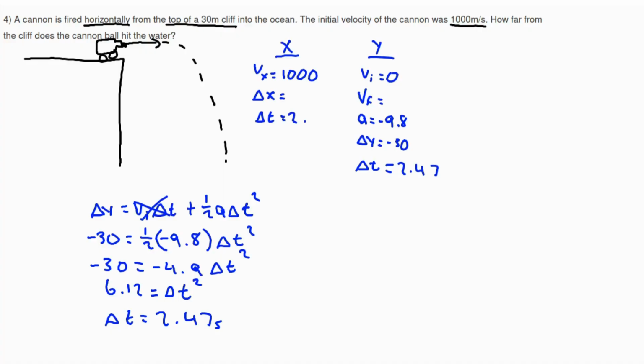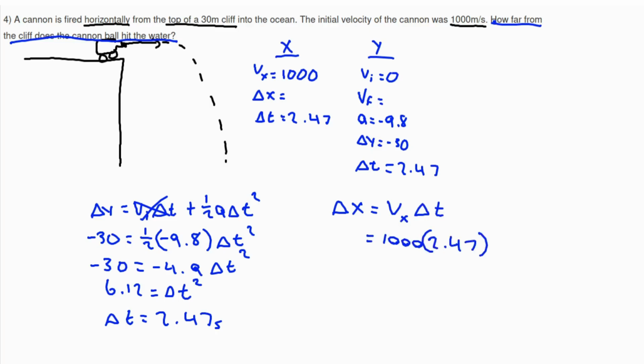And then now, just like we did last time, we want to find how far from the cliff the ball hits the water. So now all we have to do is find displacement. We know from last time displacement is just going to be Vx, velocity, times time. So when we plug that in, we're going to have 1,000 times 2.47. And that means that the cannonball is going to hit 2,470 meters away. And that is our answer.